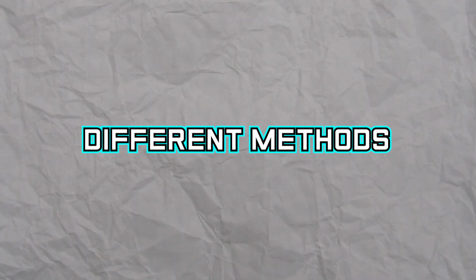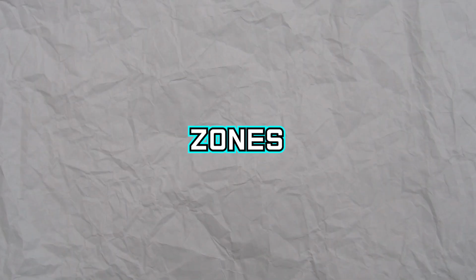Now that you know exactly how to spot supply and demand zones using two different methods, let's take a look at an example of a buy entry that can be made using supply and demand zones.